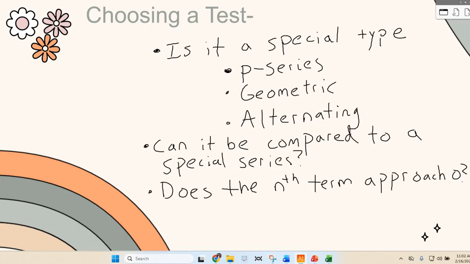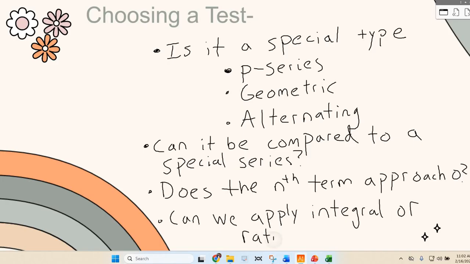And then lastly, if none of those work, then can we apply the integral test or the ratio test? Like I said, in your book, and sometimes online, they will also cover the root test. That is not on the AP test though, so that's why we're not technically covering it. The other reason is that a lot of times you can use the limit comparison test instead of the root test.